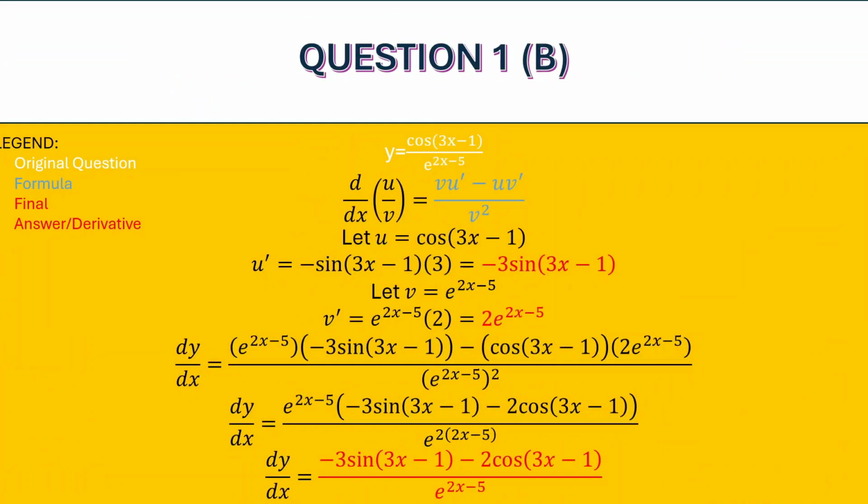We will differentiate each part using the chain rule. So, from u, it will become u prime, and it is equal to negative 3 sin(3x - 5).